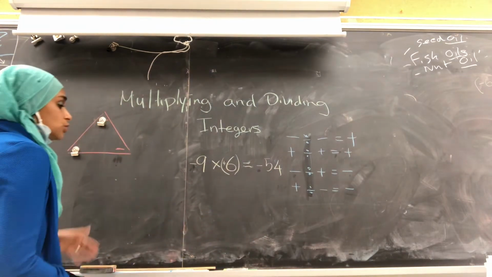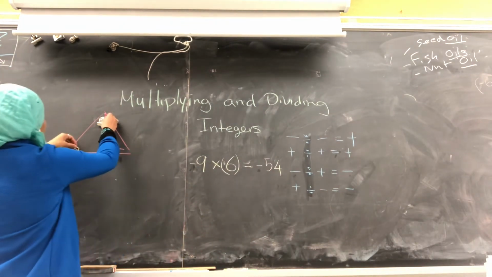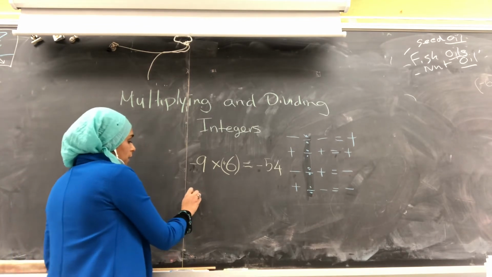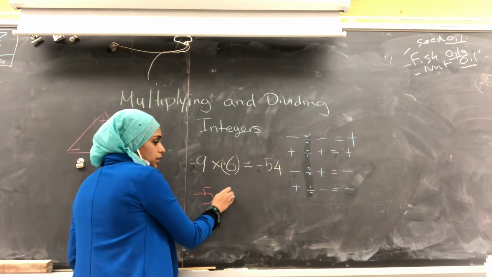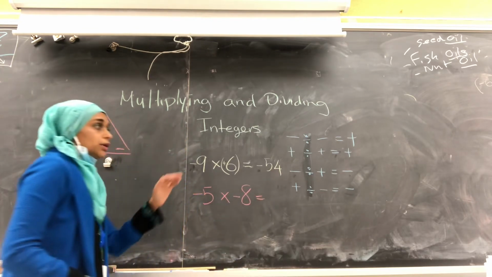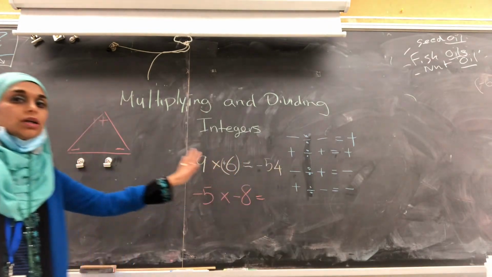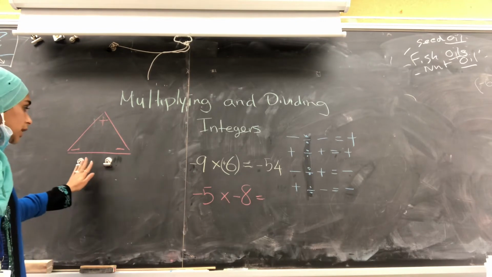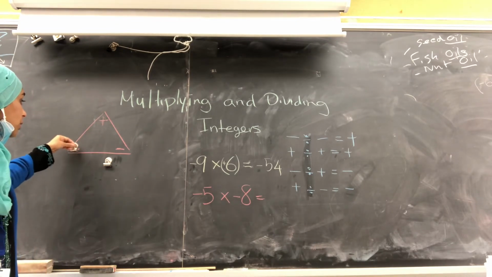Okay, so let's do another question, and you can see how you can use the triangle to do that. Let's say I have negative 5 times negative 8. I already know from the rules I can use the rules, or I can use my triangle. In this case, I have a negative 5, so I take one of my magnets here, and I'm going to cover up the negative sign.